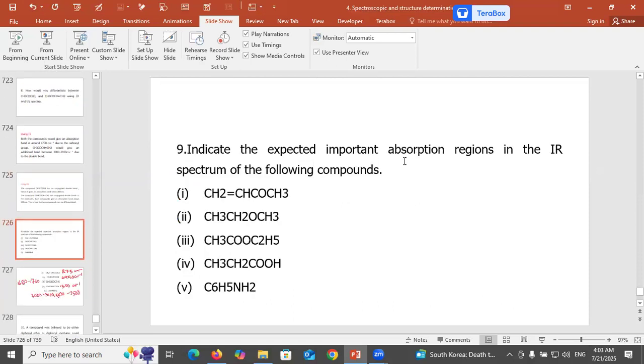Indicate the expected important absorption regions in the IR spectrum of the following compounds.